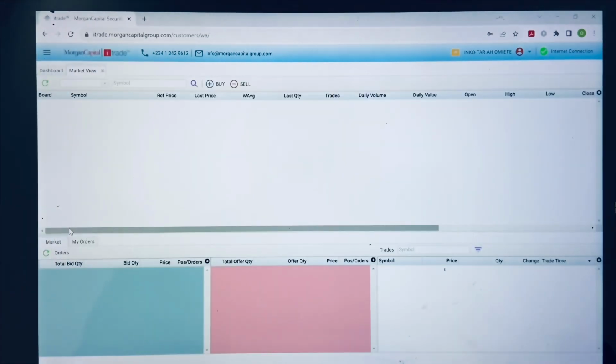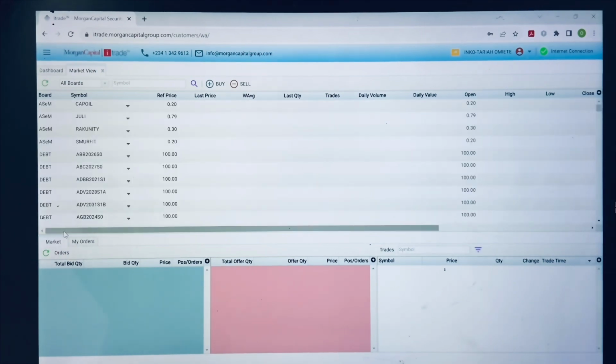Now, this platform enables you to see stocks as they are traded online. Currently, the market just closed, so what you're going to see is what happened in the course of today's trading. When you get here, come over to this bar where you have market view.